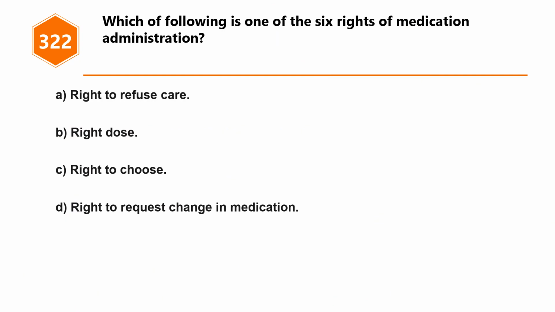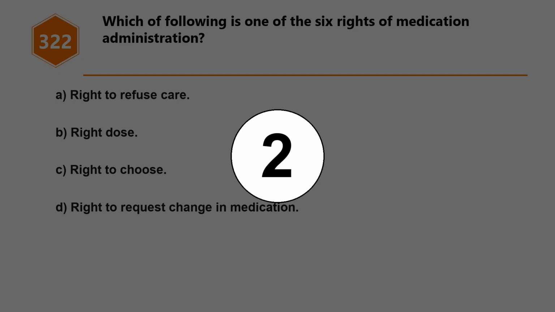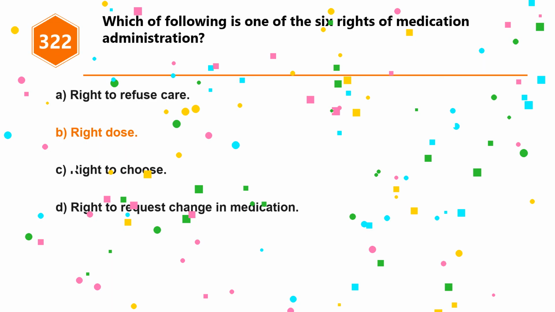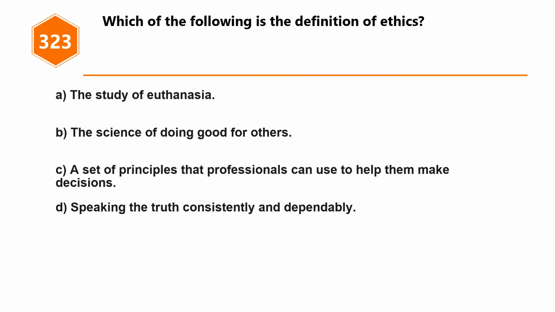Question 322. Which of the following is one of the 6 rights of medication administration? Option A, right to refuse care. Option B, right dose. Option C, right to choose. Option D, right to request change in medication. The correct answer is option B. Right dose.